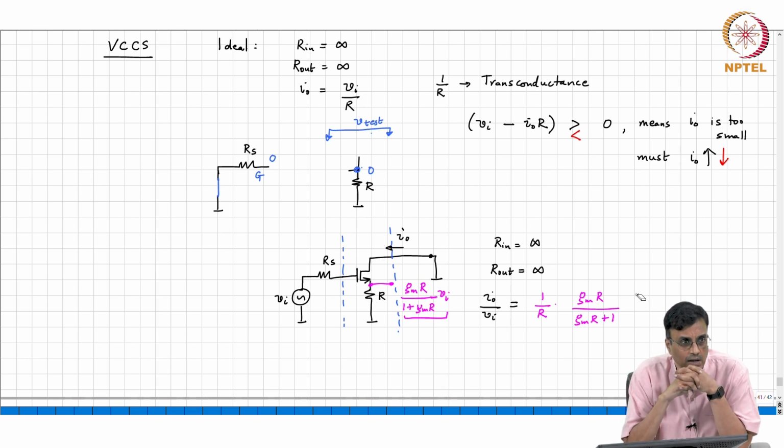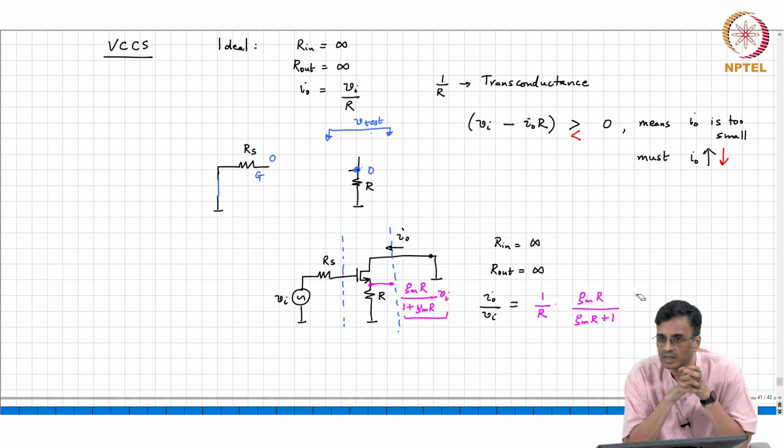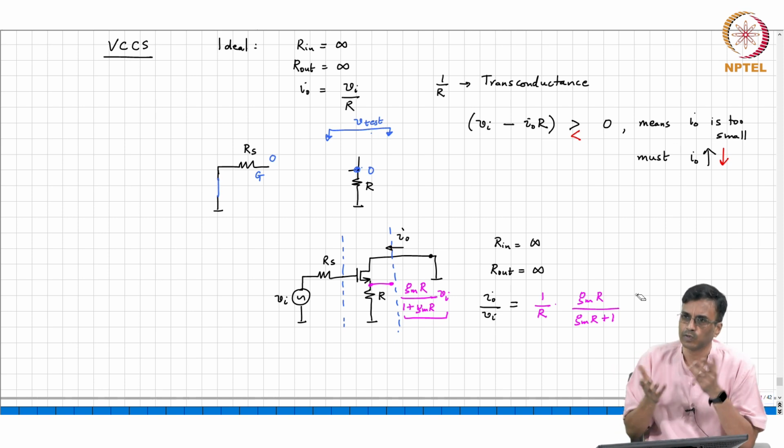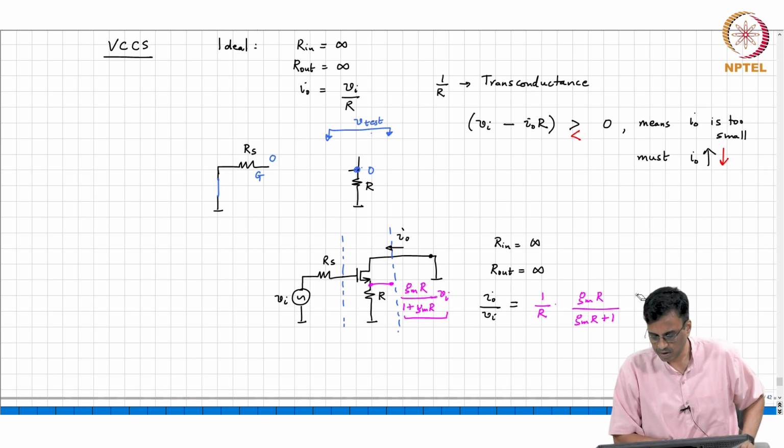What is the sanity check? One sanity check is when Gm tends to infinity, you must get 1 by R. Alright. What is the other sanity check? When you put R equal to 0, what must you get? Gm times Vi. When R equals 0, the source is grounded, it is the common source type of configuration, therefore IO must be Gm times Vi.